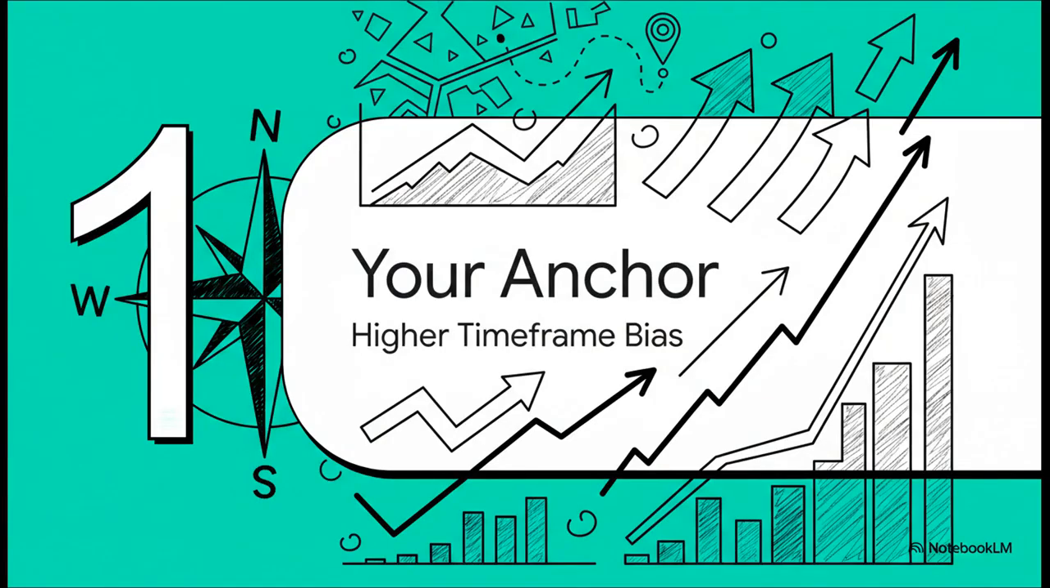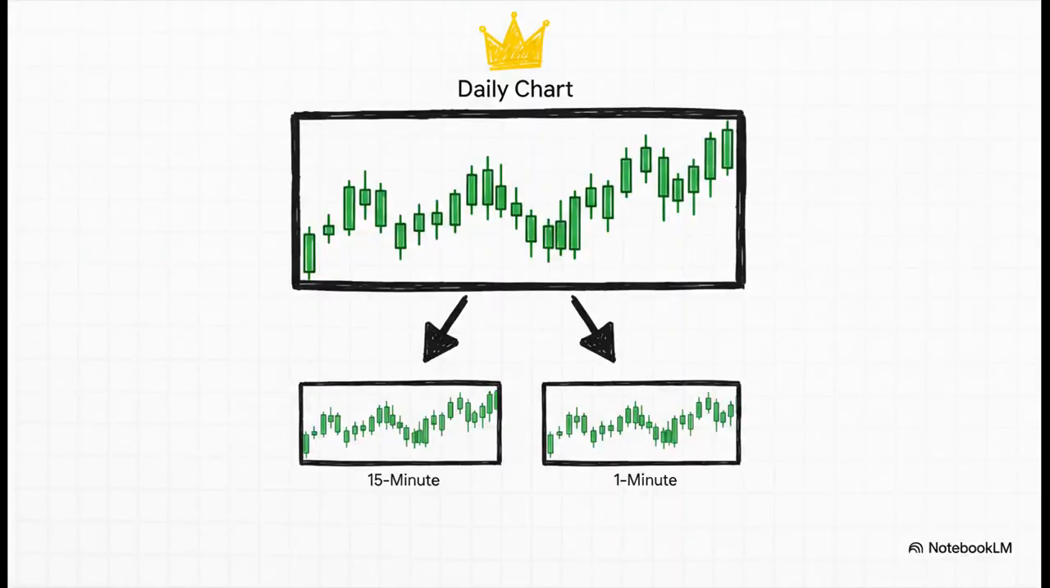All right, section 1. This is your anchor, your foundation, the higher time frame bias. Seriously, if you don't get this part right, nothing else we talk about is gonna work. So here's the number 1 rule, and it is non-negotiable. Your daily chart, that's the general of your army. It sets the directional premise for the day, maybe even the week, and every single move you make on the lower time frames, the 15-minute, the 5-minute, the 1-minute, has to be in line with what that general is telling you. There are 0 exceptions to this rule.